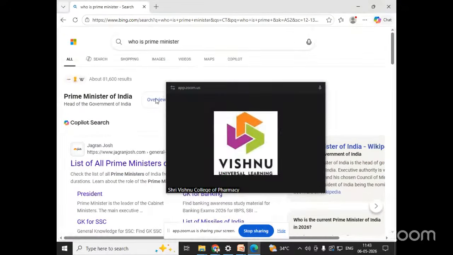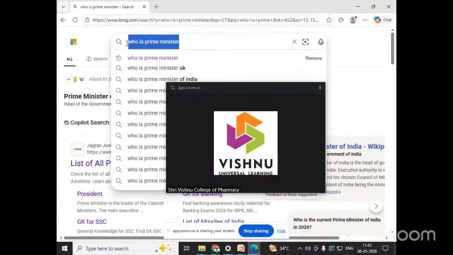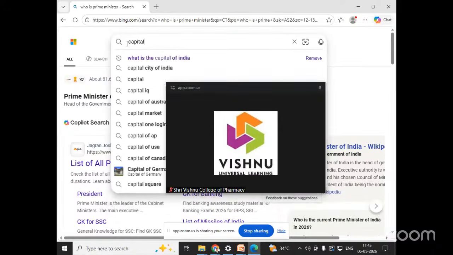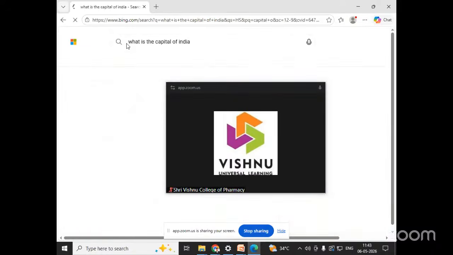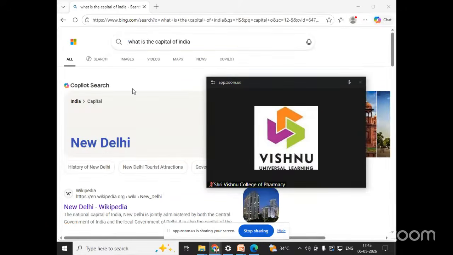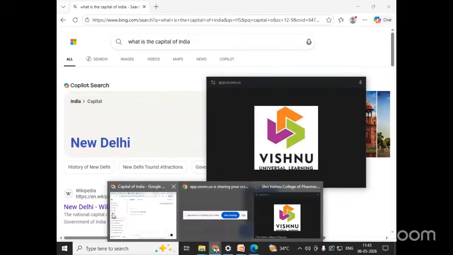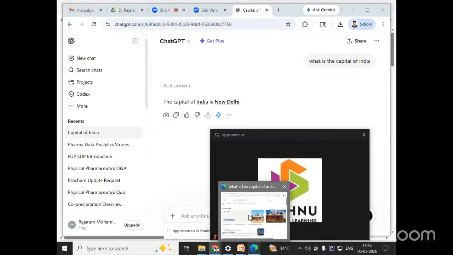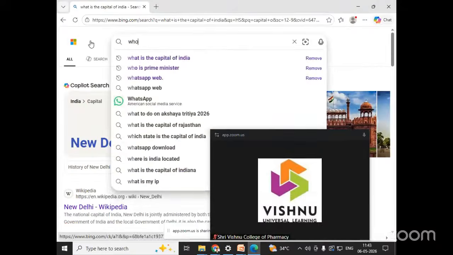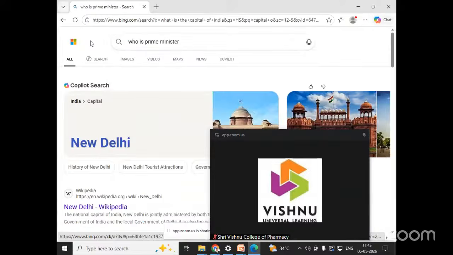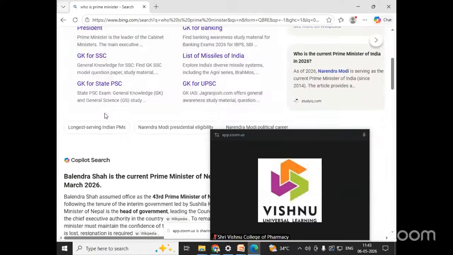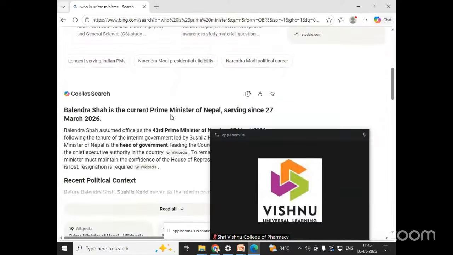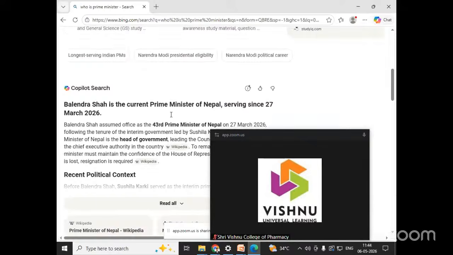Now it is visible. So here, just check it. I have typed in the general browser, what is the capital of India? They have given New Delhi. Whereas for the same question in ChatGPT, I asked what is the capital of India? It gave the capital of India is New Delhi. I will type one more question in the general browser: who is Prime Minister? It has given a list of all the things, such as Balen Shah, Prime Minister of Nepal. It is not given for any particular country.